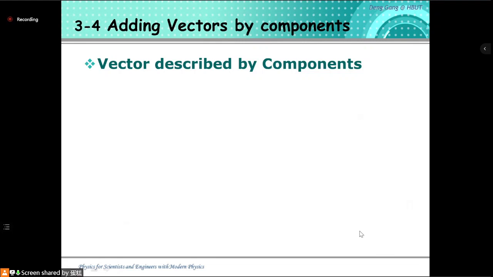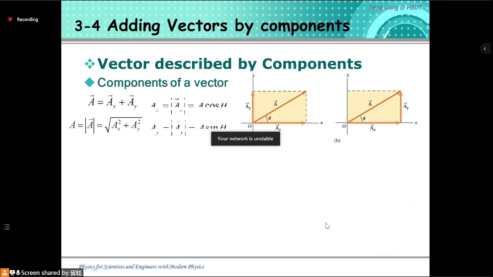Okay, but you cannot always draw a triangle. To solve a problem with a triangle is not so simple unless there is one angle which is equal to 90 degrees. So we resolve vectors into components. Just like here, if this one is A, we can resolve it into X and Y components.